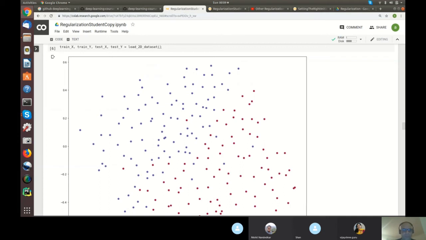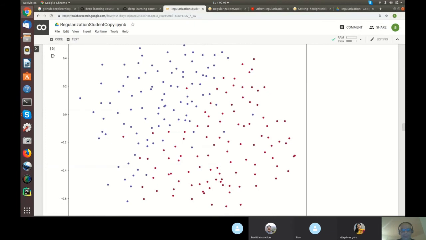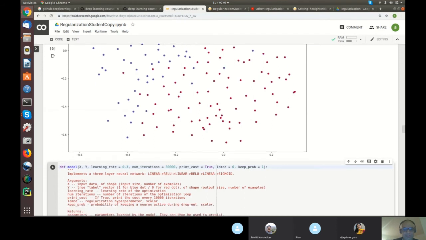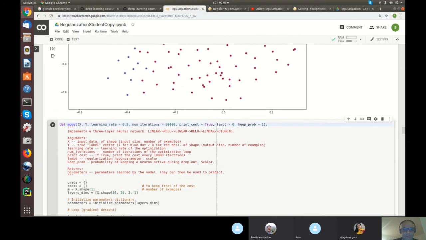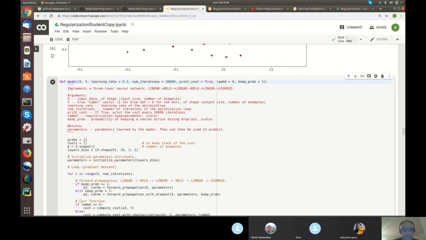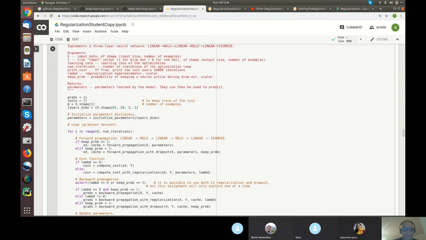Which means we have 2 input features. On the right-hand side, they're colored red. On the left, they're colored blue. And our task is to build a model that can separate out the data points of the 2 colors. So here we build a model which has these layer dimensions.